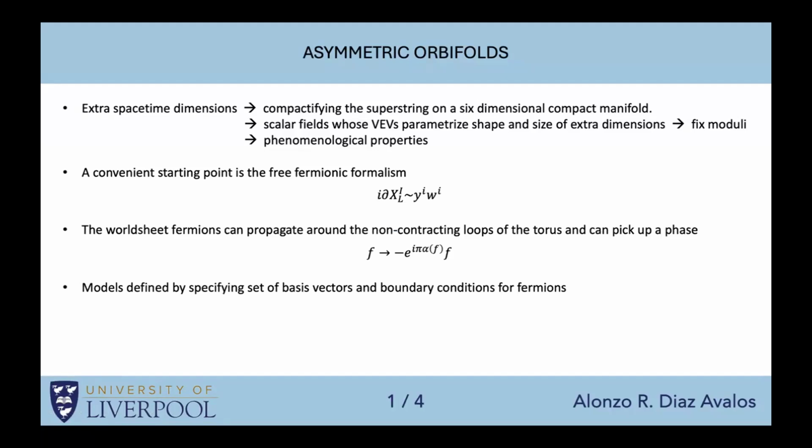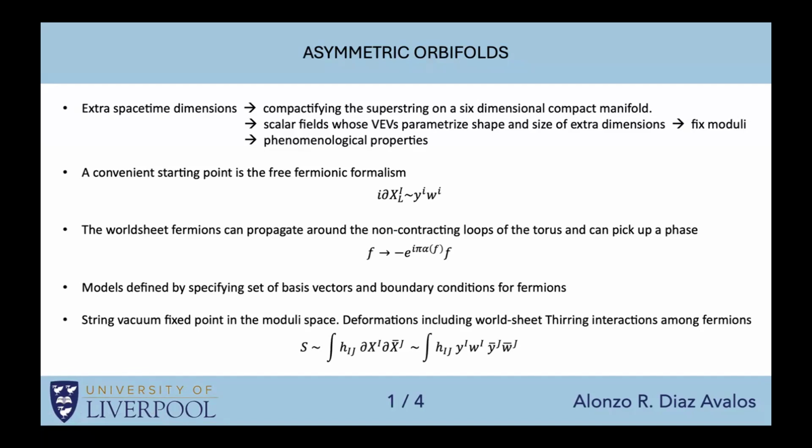So in order to study asymmetric orbifolds, what we start with is the free fermionic formalism. What we do is fermionize all the compact bosons in terms of real fermions. We have to assign all the boundary conditions for all the fermions and specify the set of basis vectors. This is just to have the complete model in the free fermionic construction. In this construction, the partition function is written at the free fermionic point, so it's fixed here.